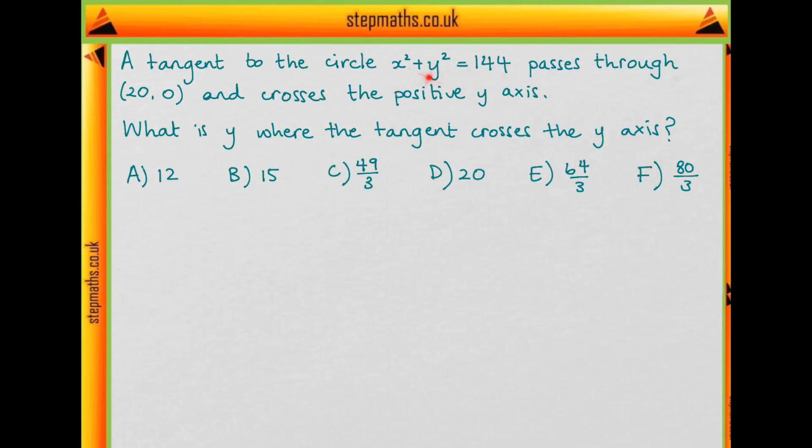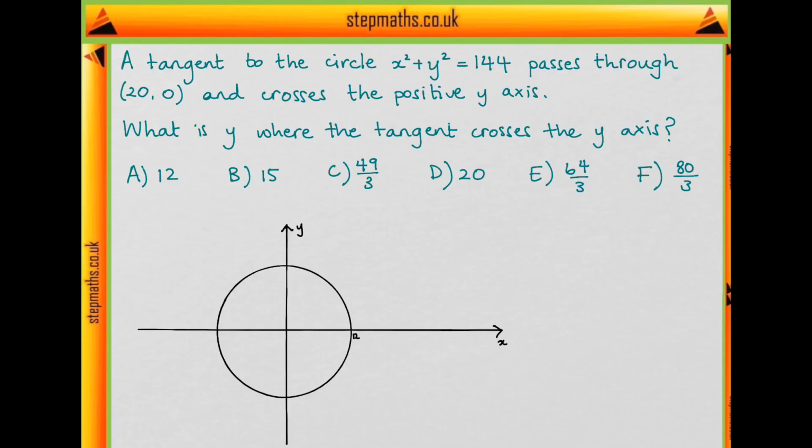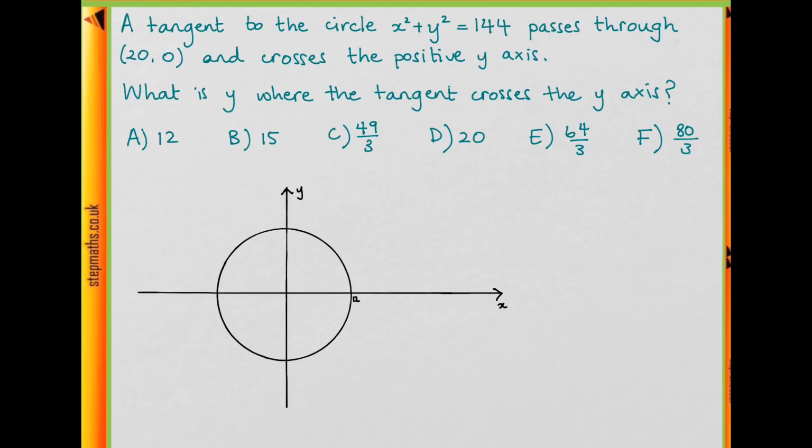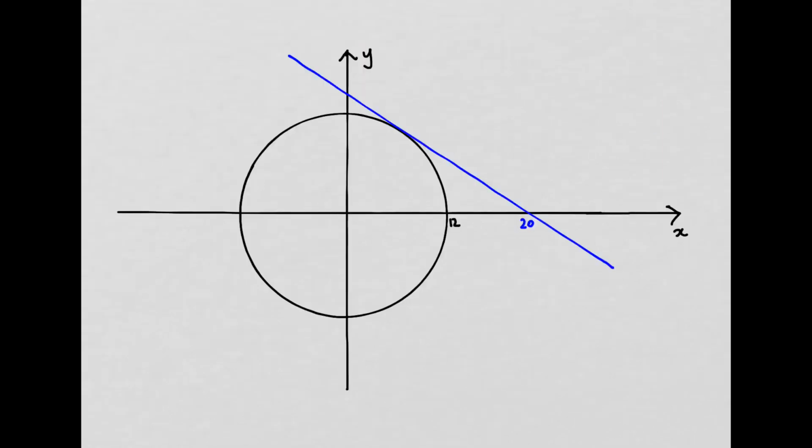So this circle is centered on the origin and has radius 12. So this is what that circle looks like. And we want a tangent that passes through (20, 0) and crosses the positive y-axis. So here's that tangent. Okay, so this point where the tangent crosses the y-axis is what we're trying to find. So let me label that as C.